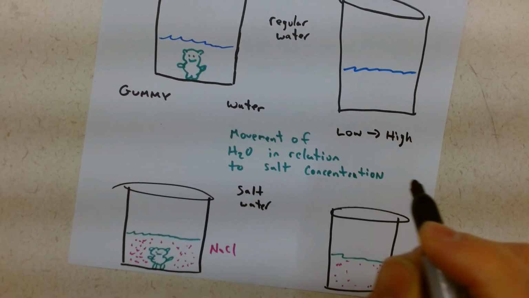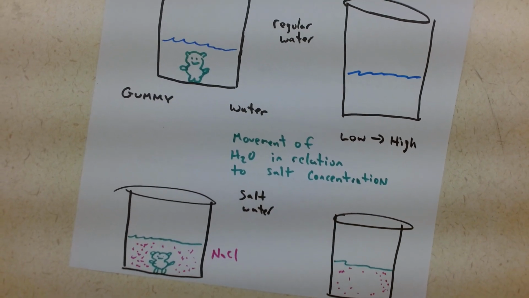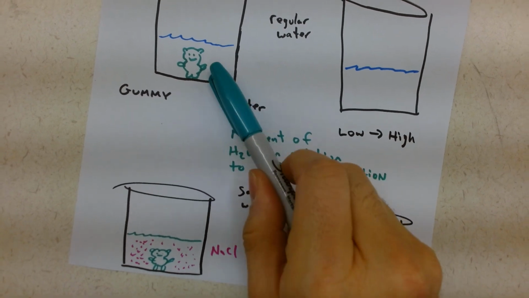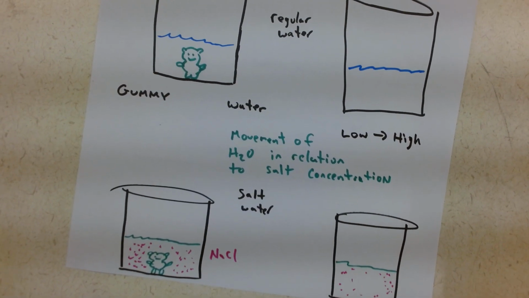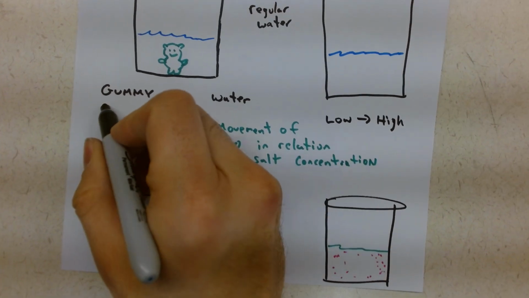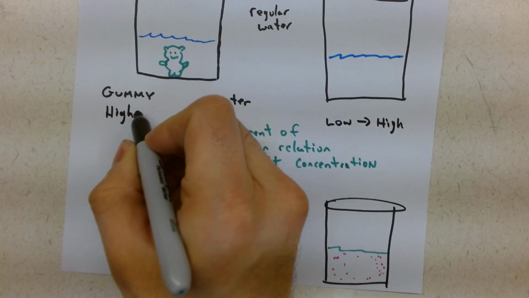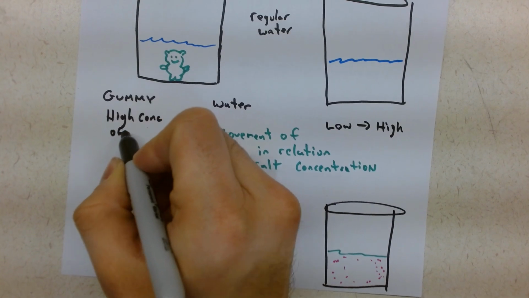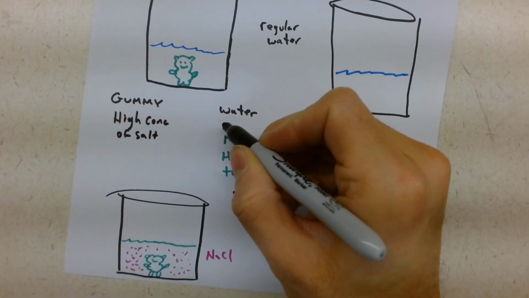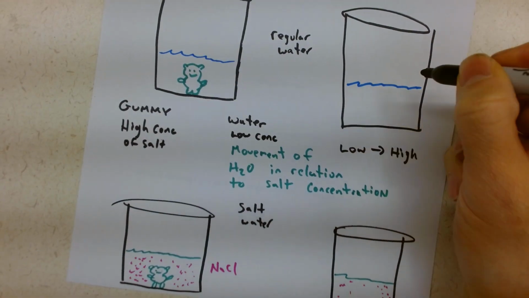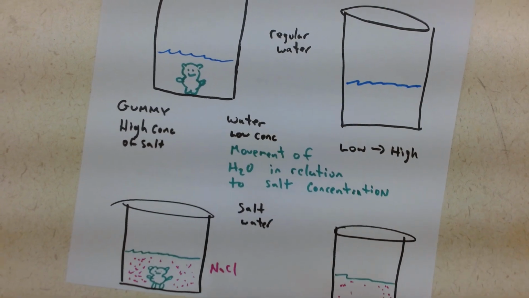So let's take a look at the gummy bear. The gummy bear has salts and sugars inside of it, and then we put it into water. So in this case, the gummy has a high concentration of salt compared to the water. This is low concentration. So the water is going to move into the gummy.